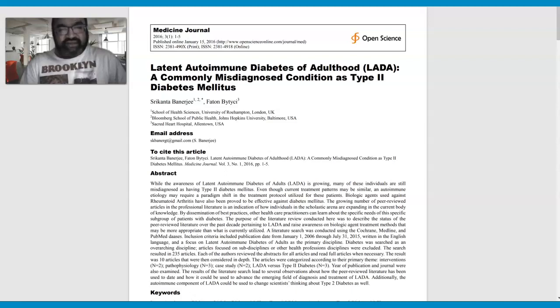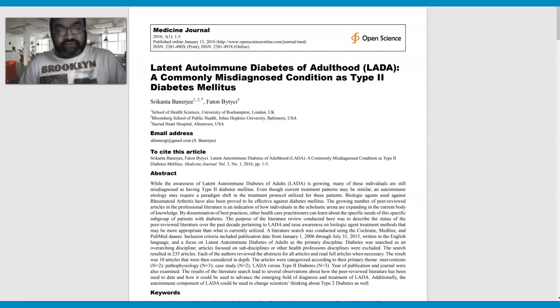In this segment, I'm going to be talking about something called latent autoimmune diabetes of adulthood, LADA. What I wanted to mainly focus on is the fact that this is a commonly misdiagnosed condition. A lot of times, this will behave as type 2 diabetes, but others say that it should be called diabetes 1.5, which means that it has some characteristics of type 2 diabetes and some characteristics of type 1 diabetes.